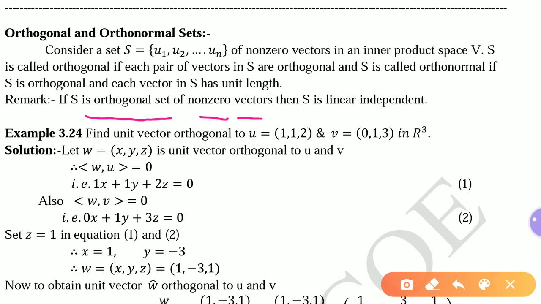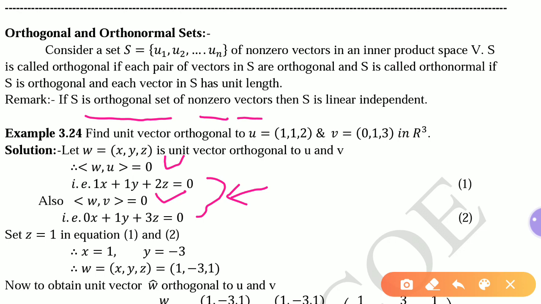So I have considered that vector as w equal to (x, y, z), a unit vector orthogonal to u and v. As it is orthogonal to u and v, it will satisfy the condition that the inner product of w with u and v will be equal to 0. That will give us two equations in x, y, z: x plus y plus 2z equal to 0, and 0 times x plus 1 times y plus 3z equal to 0, which can be solved simultaneously for the values of x, y, z.